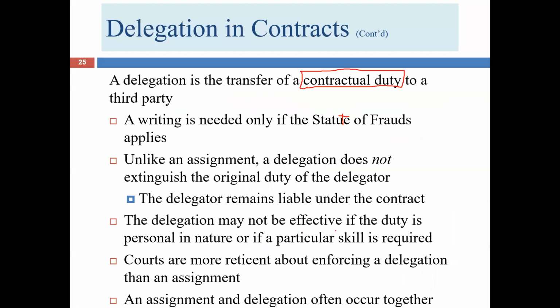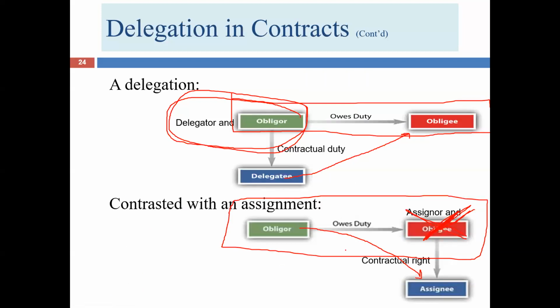The delegation may not be effective if the duty is personal in nature, if a particular skill is required. When we were talking about assignments, we said, gosh, the law loves assignments. It is not going to limit the ability of a contractor to assign an asset in the vast majority of cases. We believe in free assignment in our free market economy. Delegations are also routinely upheld, but there's more of a recognition that the obligee, since he's trying to get something out of this deal, kind of cares who's doing it.